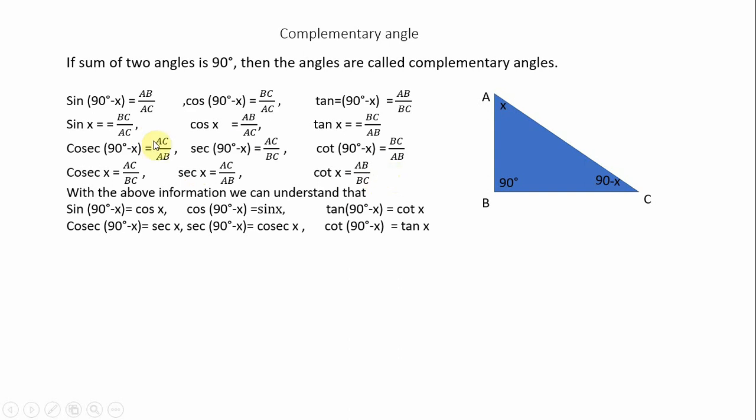Now if you try to understand, cosecant 90 minus x is equal to AC by AB, which is equal to secant x. Cosecant 90 minus x is equal to secant x and secant 90 minus x is equal to cosecant x.